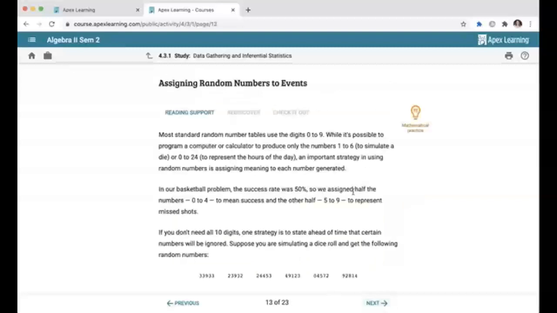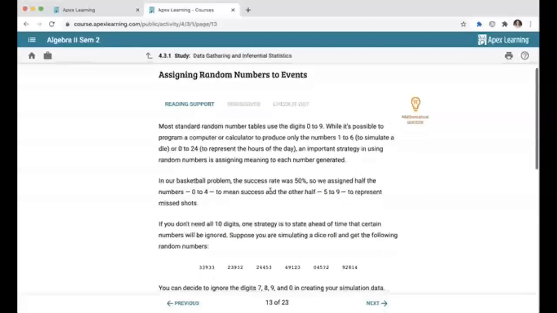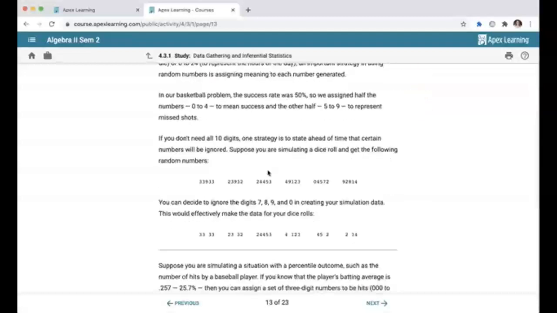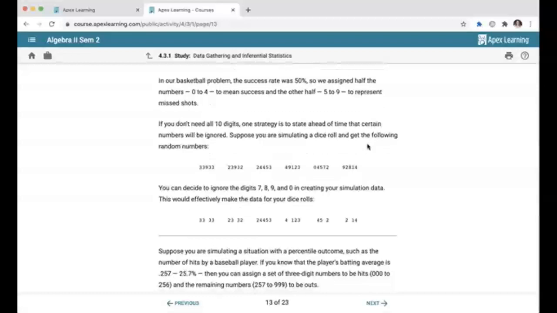So then moving forward here, assigning random numbers to events. Most standard random number tables use the digits 0 to 9, like we mentioned. And it's possible to program a computer to produce the numbers 1 through 6, or 1 to 24. In our basketball problem, the success rate was 50%. So we assigned half of the numbers, 0 to 4, to mean success, and the other half, 5 to 9, to represent missed shots. If you don't need all 10 digits, one strategy is to state ahead of time that the numbers will be ignored.